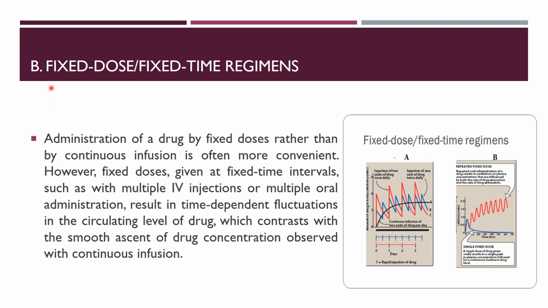This is the second section, B. Fixed dose, fixed time regimens. Administration of a drug by fixed doses rather than by continuous infusion is often more convenient. However, fixed doses given at fixed time intervals, such as with multiple IV injections or multiple oral administration, result in time dependent fluctuations in the circulating level of drug, which contrast with the smooth ascent of drug concentration observed with continuous infusion.